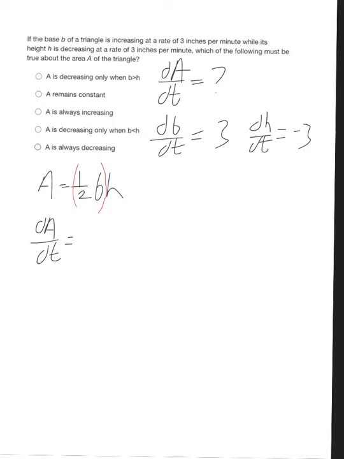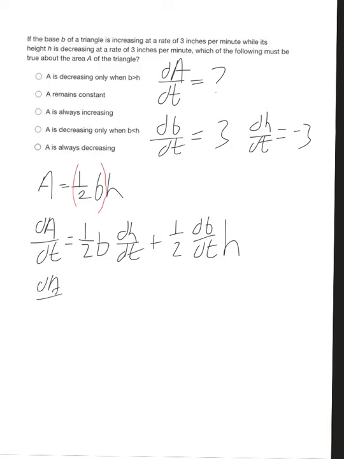So then I'm going to leave the 1/2 B alone. And then the derivative of H is just dH dt. Now, take the derivative of the 1/2 B, and that's 1/2 dB dt. Leave the H alone. Now we are told these different rates here, so we go ahead and plug those in.